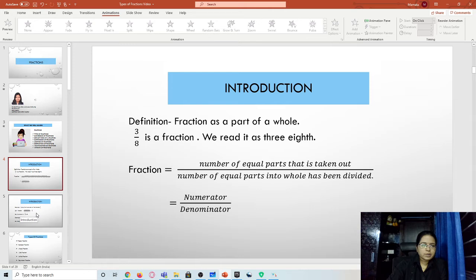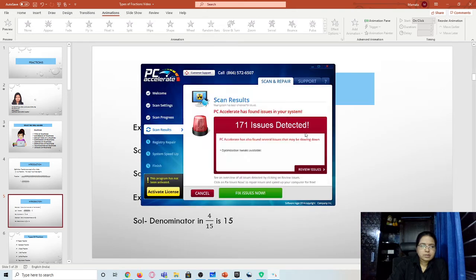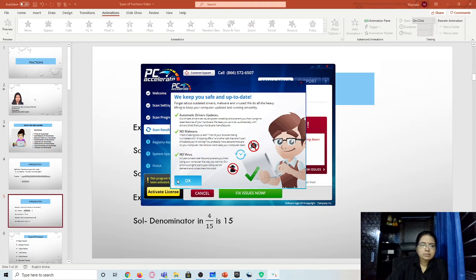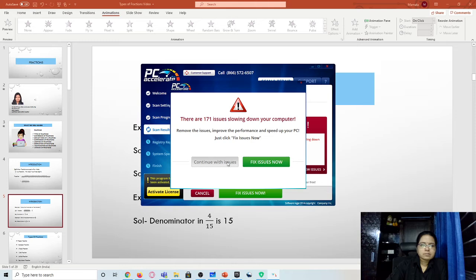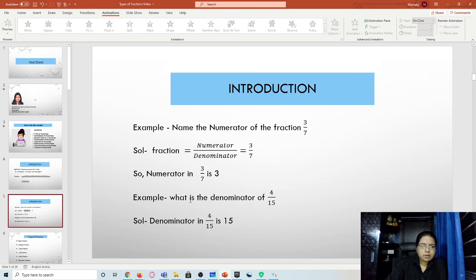Now example: name the numerator of the fraction 3 divided by 7. We know a fraction is numerator divided by denominator. So in 3 divided by 7, the numerator is 3. Now what is the denominator in 4 divided by 15? The numerator is 4 and the denominator is 15. So the denominator in 4 divided by 15 is 15.